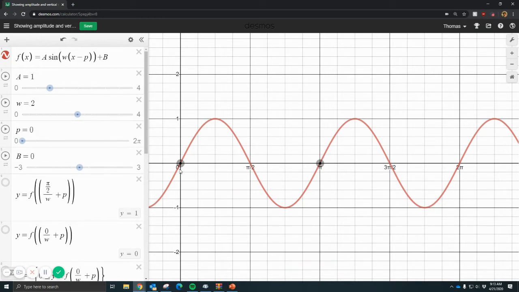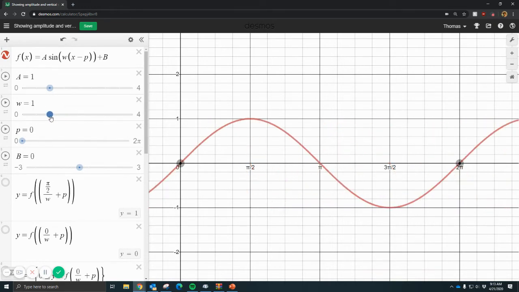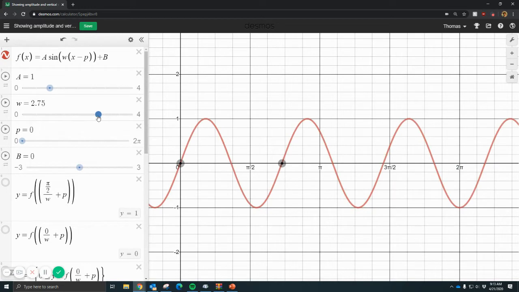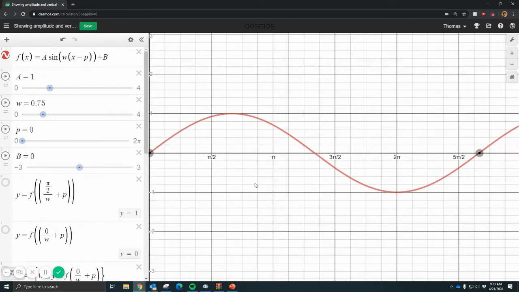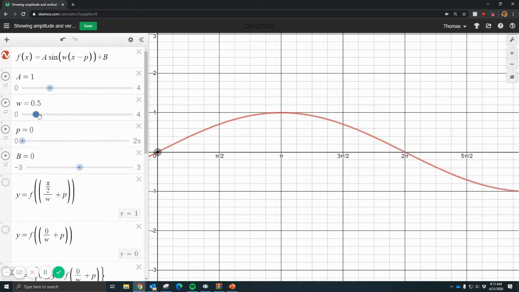So that's what omega does. It stretches out horizontally or compresses horizontally. Okay, if we have a value of omega that's less than 1, we'll have a horizontal stretch.